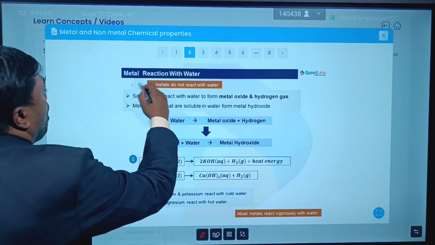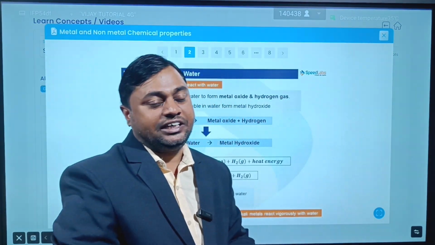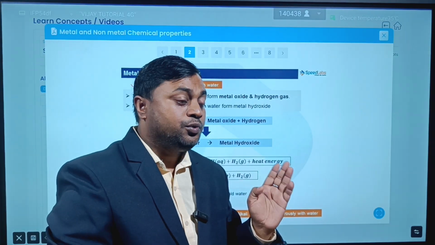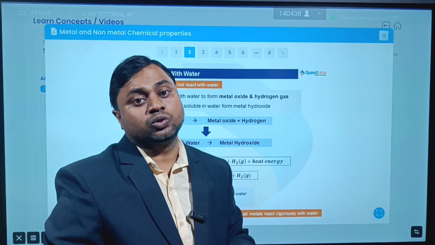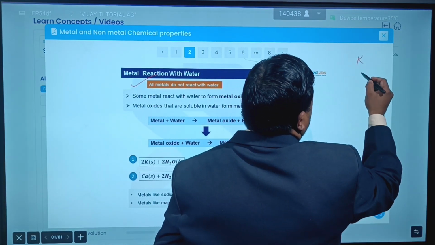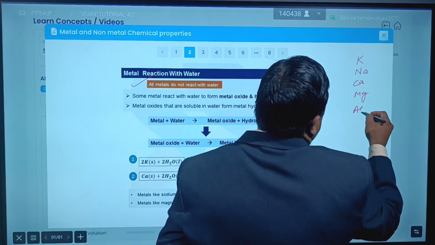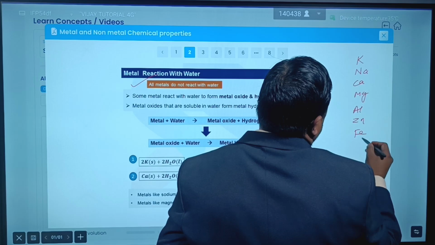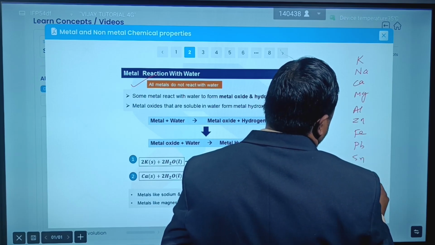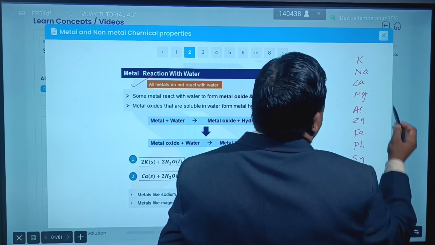Generally, all metals do not react with water. Again, it depends upon the reactivity series. Some react with cold water, some react with hot water, and a few elements will not react with hot water as well as cold water. They will react with steam. So here I am just writing again the reactivity series: potassium, sodium, calcium, magnesium, aluminium, zinc, iron, lead, tin, hydrogen, copper, silver, gold. So what will happen?